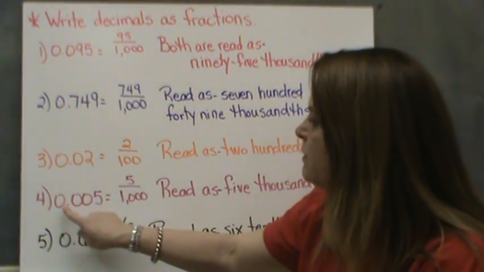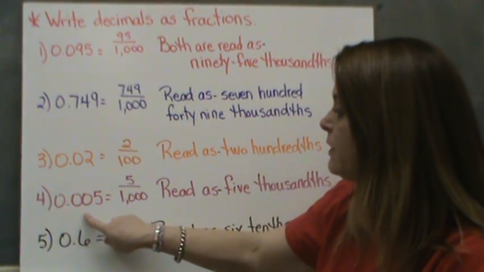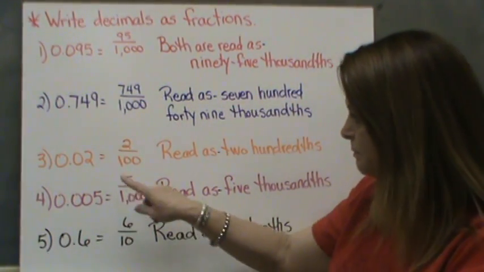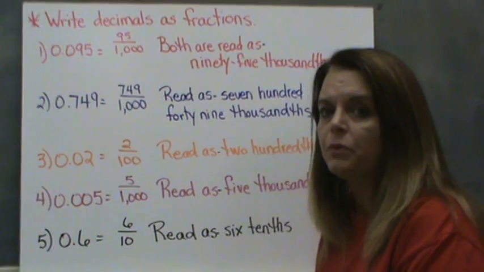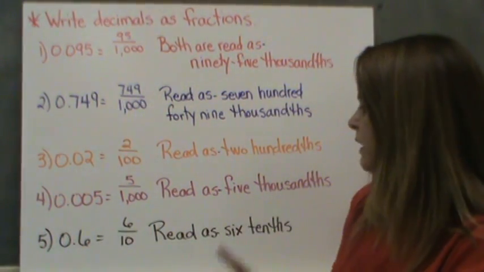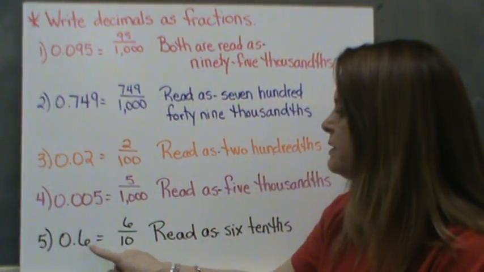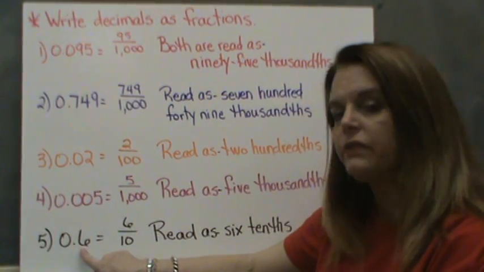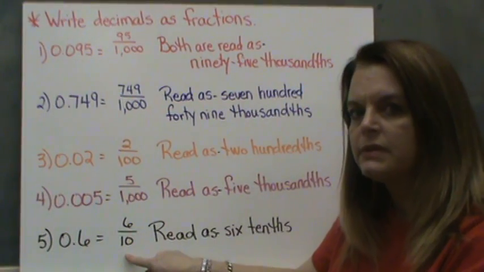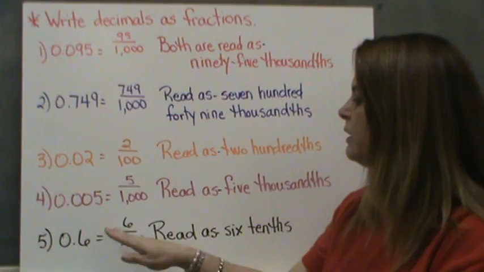What about this? 0.005. I'm going to read it as 5. 5 is in the thousandths place, so this is 5 thousandths. My fraction is 5 over 1,000, and they're both said as 5 thousandths. Last one, 0.6 is, well, 6, and it's in the tenths place, so I'm going to read it as 6 tenths. My fraction and my decimal are both read the same.